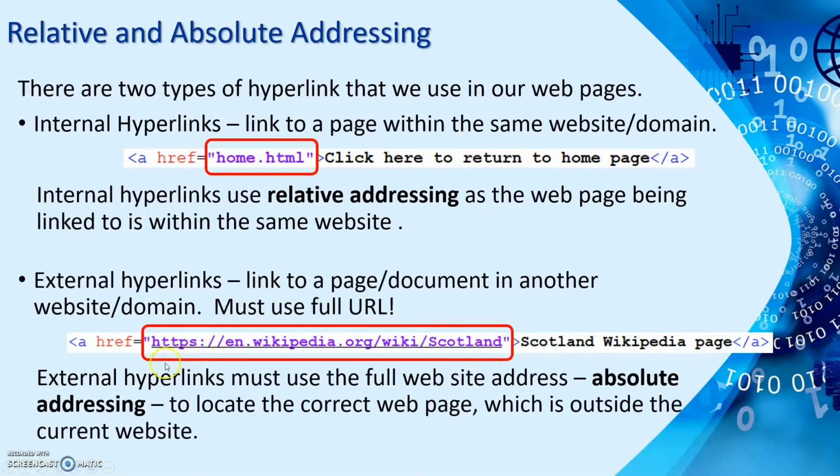However, when you do an external hyperlink, the link takes you to a page or a document in another website or domain, and you must use the full URL. So with the HTTPS, where is it?